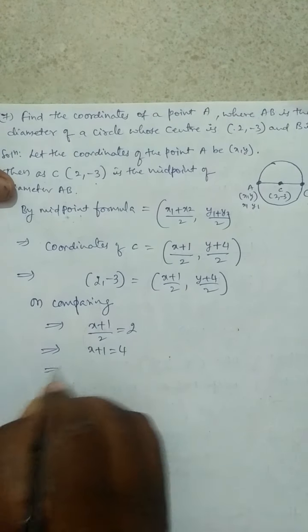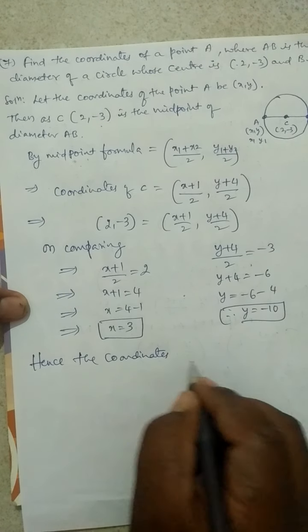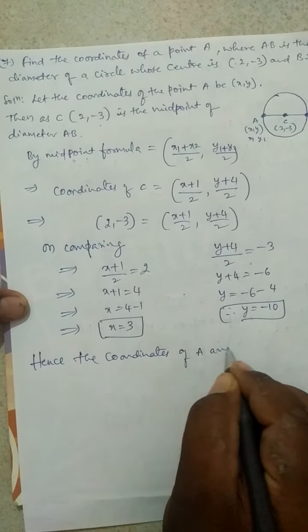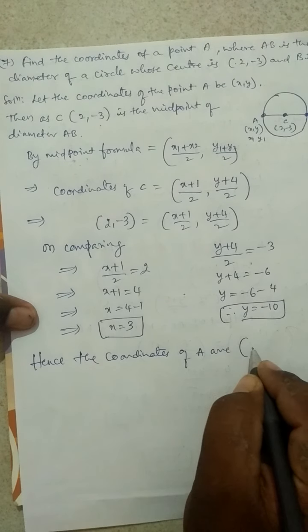Hence the coordinates of A are x comma y, which means (3, minus 10). This is our required solution.